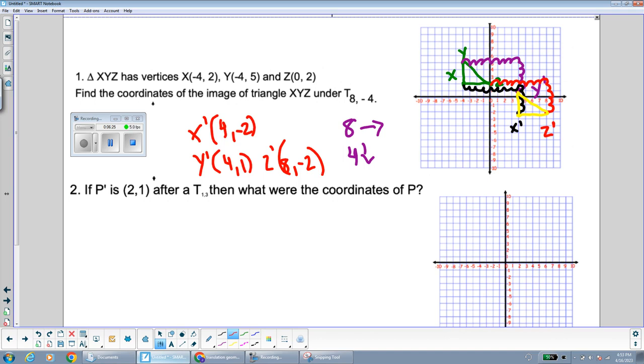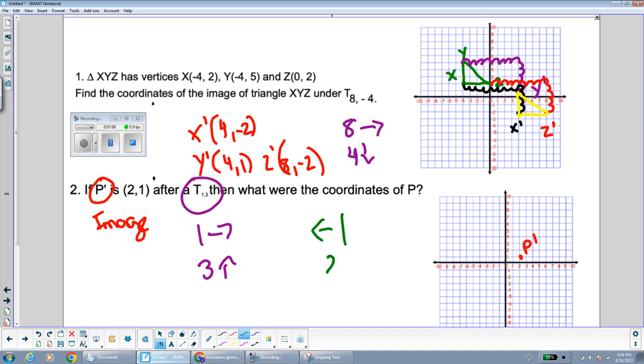Okay. If P prime, so that prime means that's the image. So that's after the transformation happened. So that's P prime, that's the image. That's the result of the transformation. And the transformation that happened is a translation, 1 unit to the right and 3 units up. So that's 1 to the right and 3 up. So in order to find the point that this started as, I'm just going to do the reverse. I'm going to go 1 to the left and 3 down.